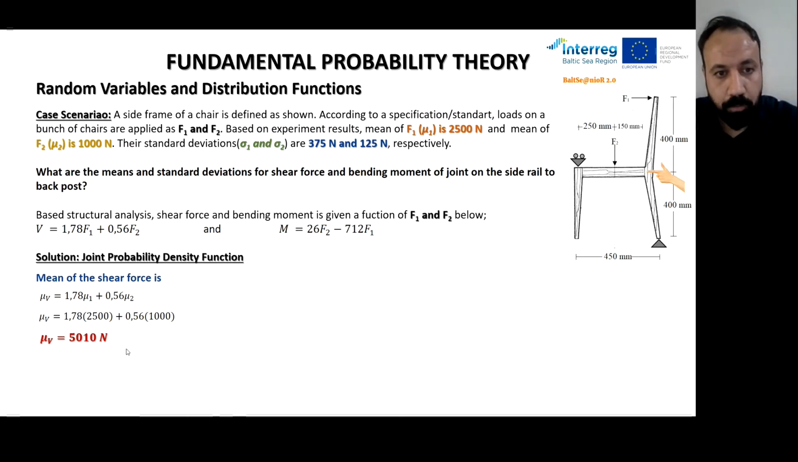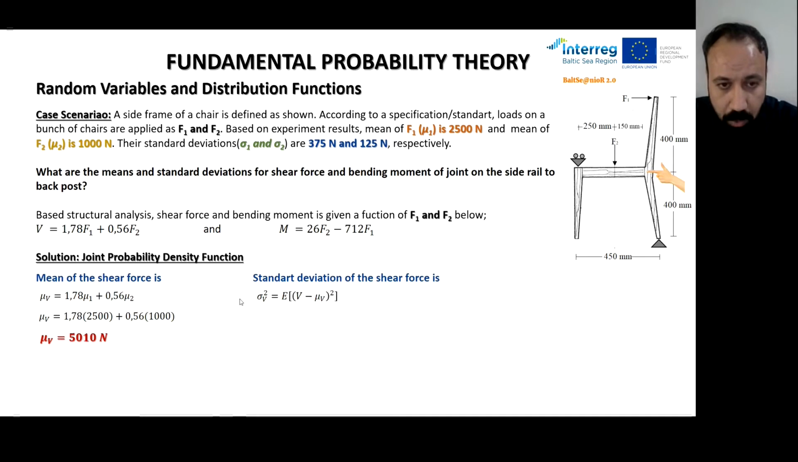Let's move to how to find the standard deviation for shear force. It's a little bit more complicated, but it gets easier at one point. According to the joint probability density function, our equation will be here. This first part is our standard deviation of the shear force, and we can use that equation. Here we need to know V and μV. We know V. V is equal to this, and we can get the data from here.